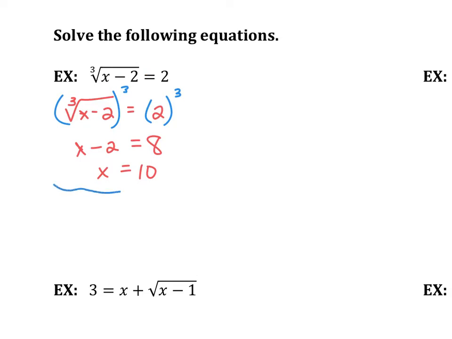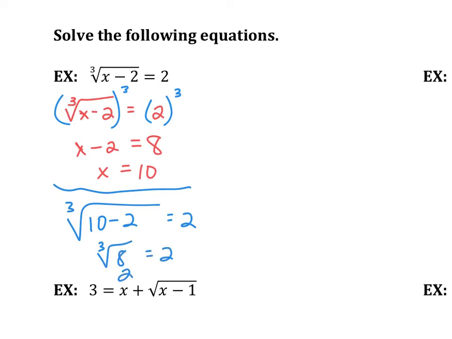If we go to the original equation and we plug in our 10 for x, let's go through and see if that works in the original equation. Well, obviously we would have the cube root of 8. The cube root of 8 is 2. So 2 is equal to 2. That's a true statement. So our answer of x equaling 10 does work.